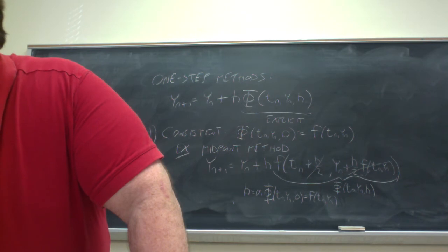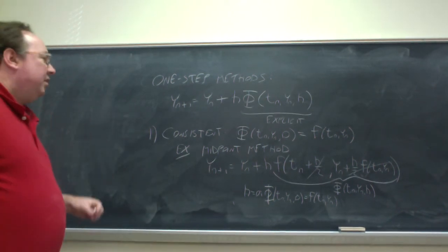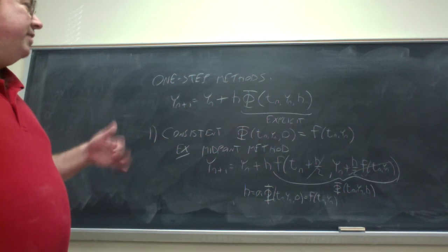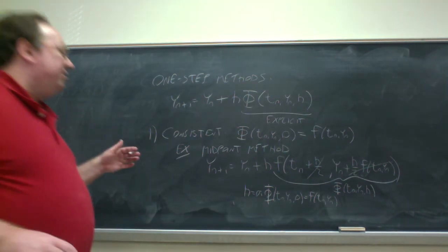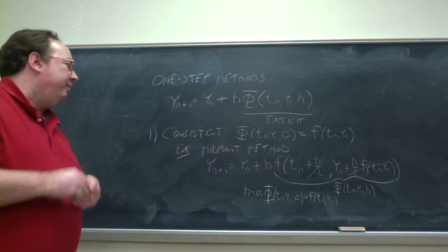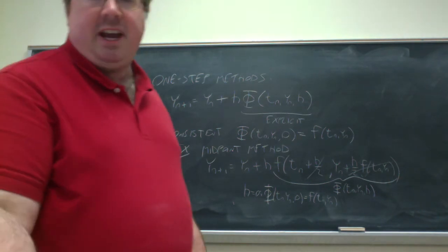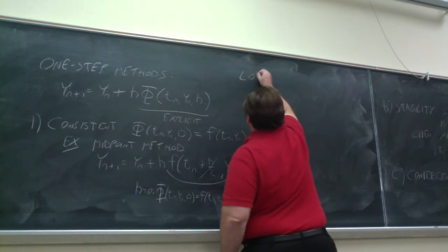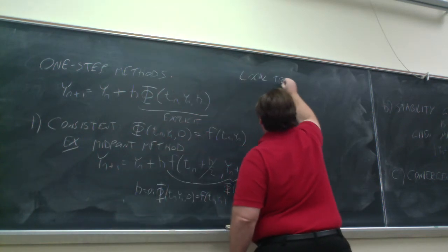But consistent only tells you that the error goes to 0 during a time step if h goes to 0. This doesn't tell us, for instance, if a method is first order accurate or second order accurate. So for that, we will look at local truncation error. Now I can give a more formal definition of that for one-step methods.